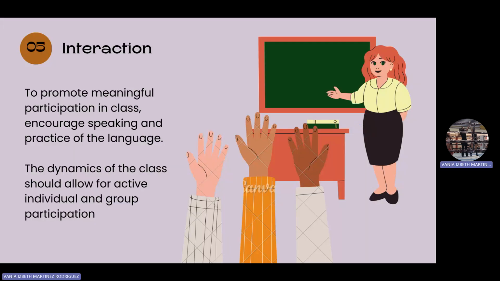The fifth is the interaction. It's important to promote meaningful participation in class to encourage speaking and practice of the language. For example, if I ask a question to the group or to a single person, I should give them enough time to respond. It will also help them to improve their English and to practice. And I can also use class dynamics that allow active individual and group participation.